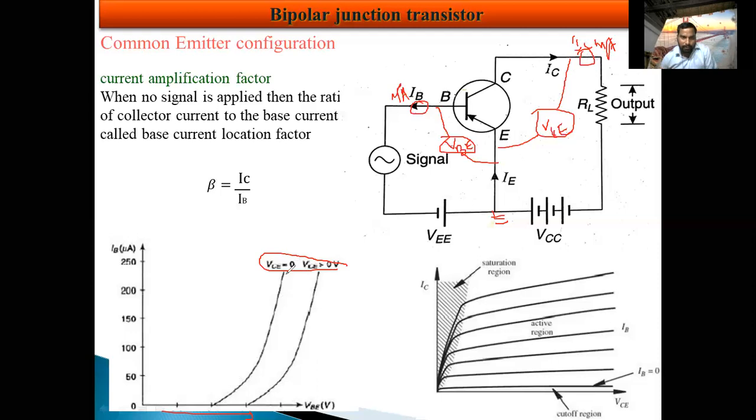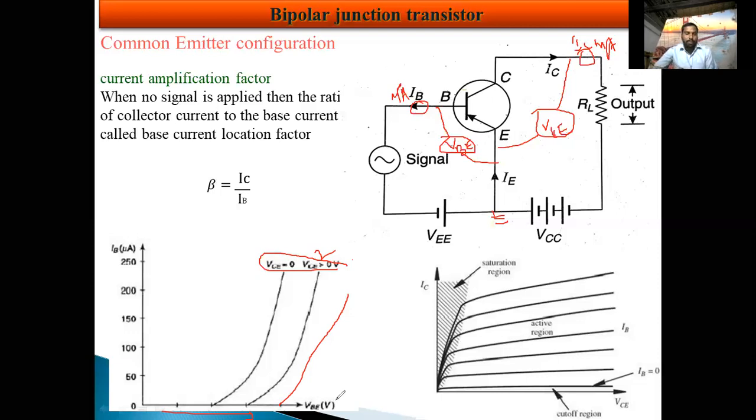Here, suppose VCE is equal to 0, now as VCE value increases, the curve shifts like this. Another value, suppose this is 0, this is 2, and at 4 volts the curve is like this one. Earlier, in common base, the curve was shifted to low voltage. Here it is shifted to high voltage.